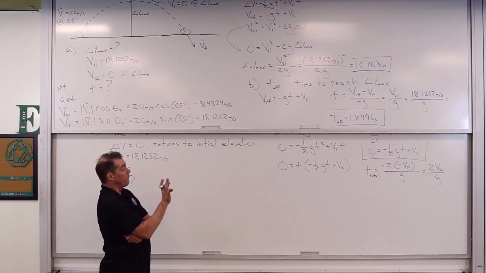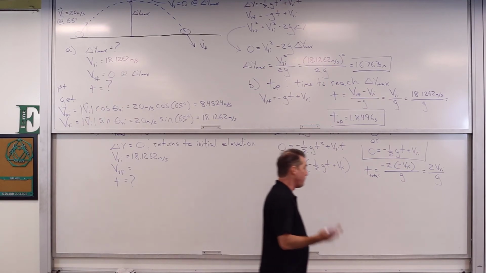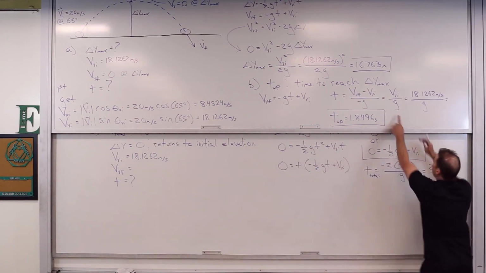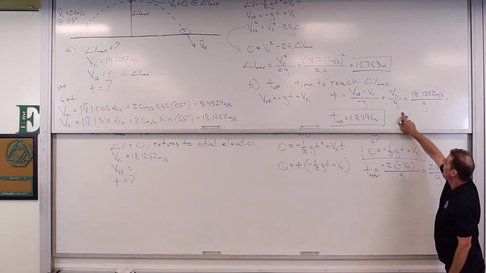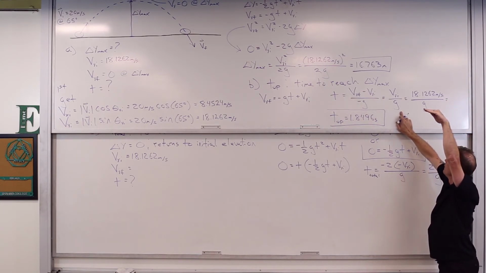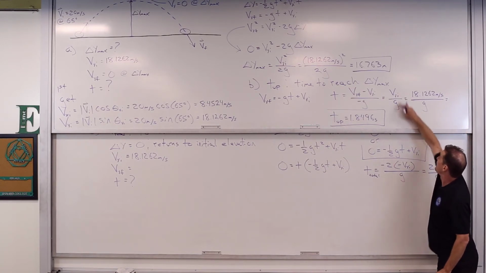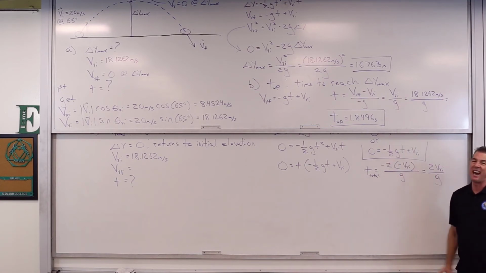Well, what I want to do before I actually quantify this is compare this to the time it took to reach its maximum height. This right here, Vy initial divided by g, was the time that it took to go up to its maximum height. This is the total time that it's in the air: 2 times Vy initial divided by g, 2 times this quantity right there. What does that tell us?